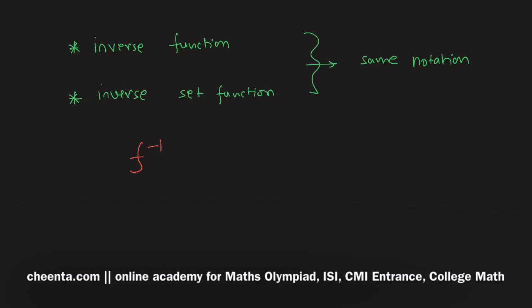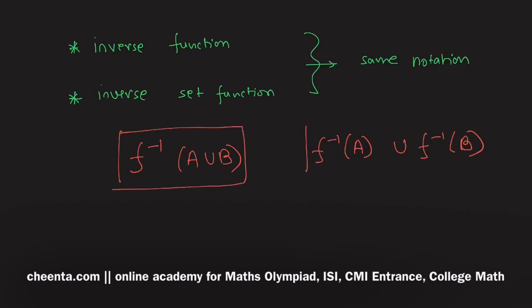F inverse of A union B and F inverse A union F inverse B. We want to relate these two sets, and I'll explain in a moment why this is a set and why this is also a set.